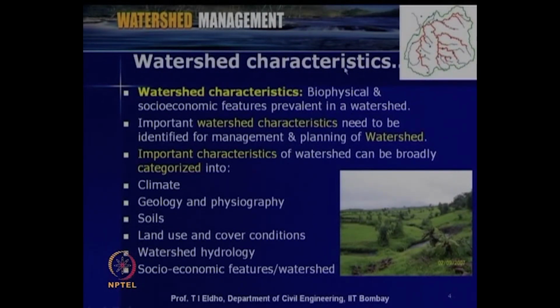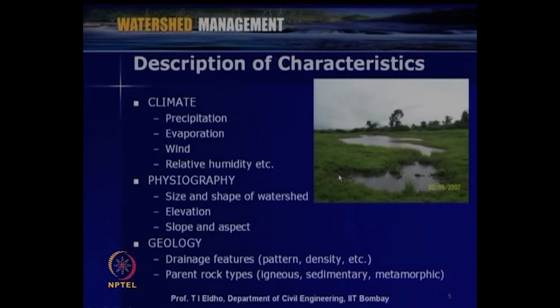We have seen many parameters in the last slide. Those parameters and many other parameters we can classify into about 6 classes: climate, geology, physiography, soils, land use and land cover, watershed hydrology and socio-economic features of the watershed. Now let us see what are the important characteristics within each of these classifications or groups.